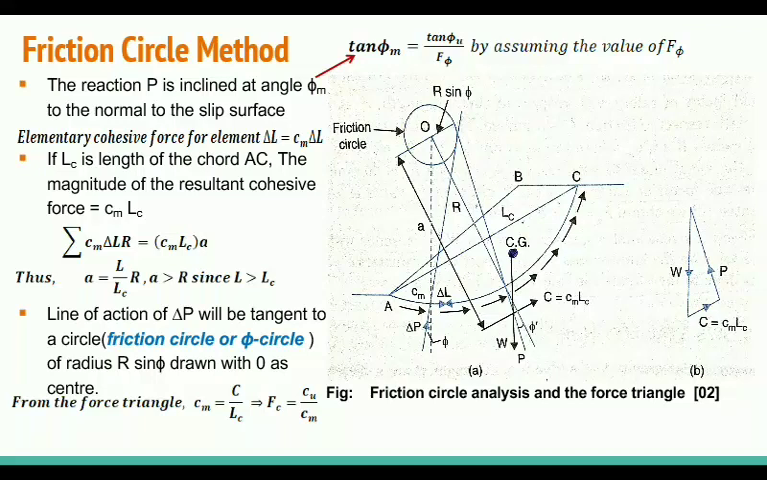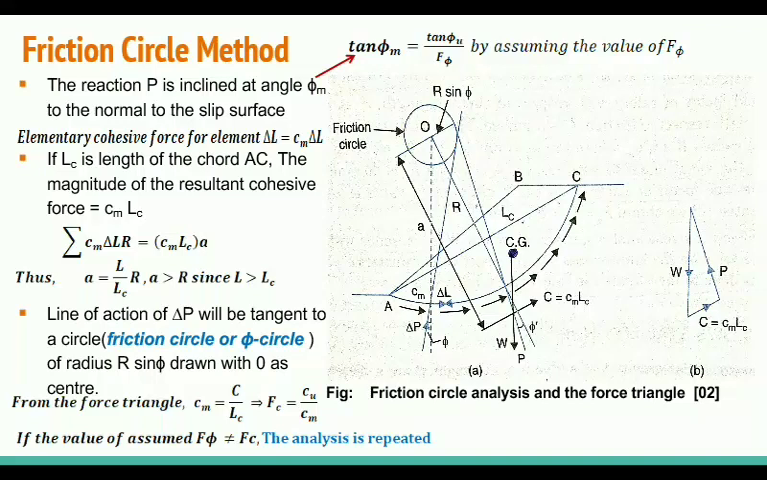Once we have the Cm value, we can calculate the factor of safety with respect to cohesion using the formula Fc is equal to Cu by Cm. In the beginning we took an assumption of F phi. If F phi is equal to Fc, our assumption is correct, and the analysis is completed. But if the assumed F phi value is not equal to Fc, our assumption is wrong.